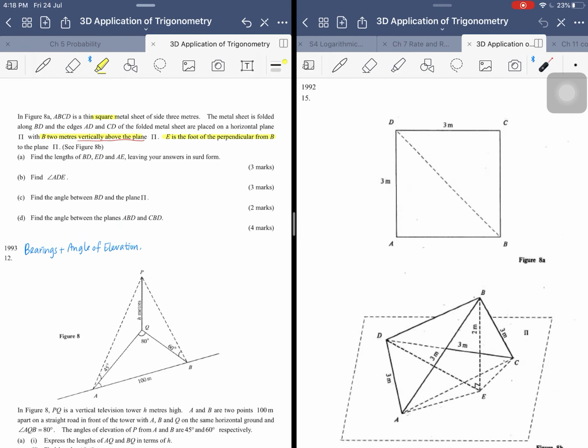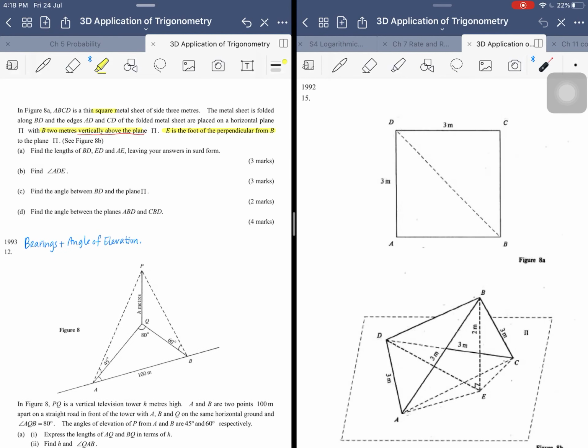So we're going to start talking about paper folding questions. We will start with 1992, and this question starts with a piece of square paper, which is something we're more familiar with, and because we know the properties of a square very well, it would be a good place to start this kind of question with, okay?